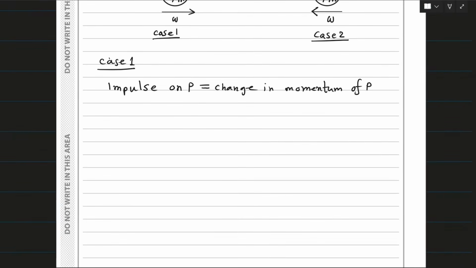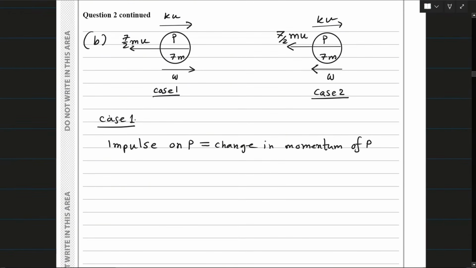So we know that the impulse on particle P is 7 by 2 mu. The direction of this impulse will be negative. If we consider this direction as the positive direction, we see that impulse is applied opposite to this direction, so impulse will be negative. So minus 7 mu will be equal to mv minus mu.